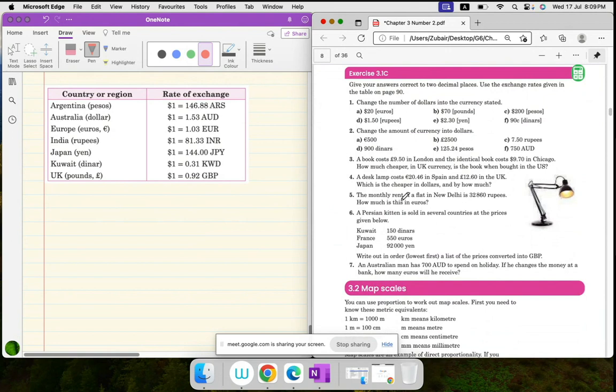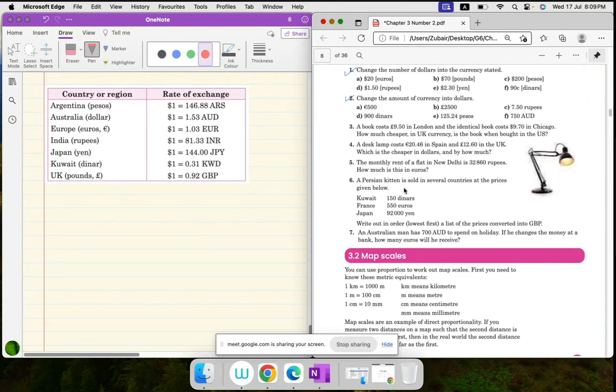Exercise 3.1c. Did you get time to solve this? Yes, sir. I did the first two versions. How many questions did you manage to do? Sir, the first two questions, one and two. Okay. Let's see what question number 3 says.